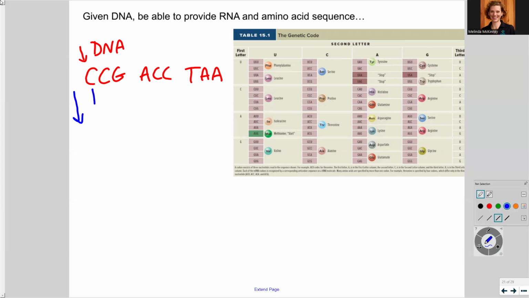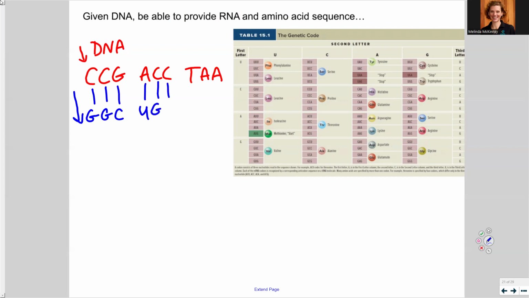So the C is going to pair with a G, C, right? The A is going to go with U, G, and A, U. Okay, so this is in the video on transcription. So that's transcription. And then for translation, we're going to take this information and make amino acids out of it.